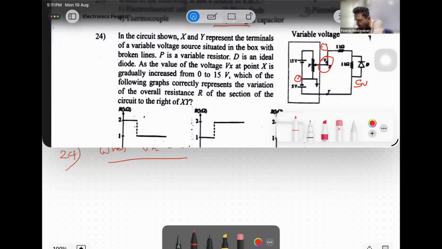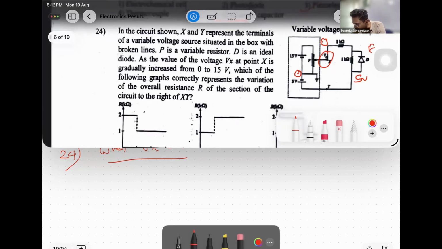Now, across 5 and 0, the diode has got enough potential difference to forward bias the diode. If the diode is forward biased, we know the resistance of the diode becomes 0. If the resistance of the diode is 0, the equivalent resistance of these two becomes 0. Then the equivalent of this circuit becomes 1 kilo ohm.